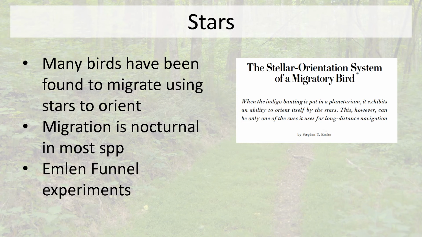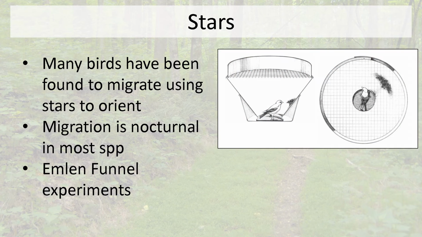A great example of how researchers determined that birds use the stars as a cue to migrate is with these tools called an Emlen funnel. Emlen took birds like indigo buntings and put them into the bottom of this funnel. So here's a side view and then here's a top view. They put them in this funnel, and at the bottom is an ink pad. On the sides of the funnel is white paper. And the top is screened in so the bird can see out through the top, but they can't actually get out.